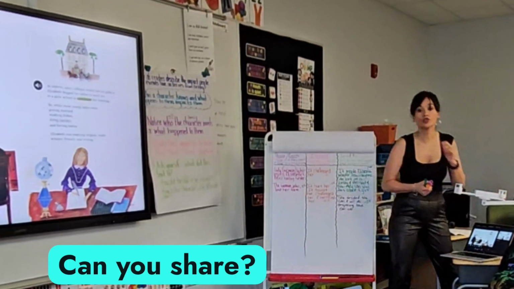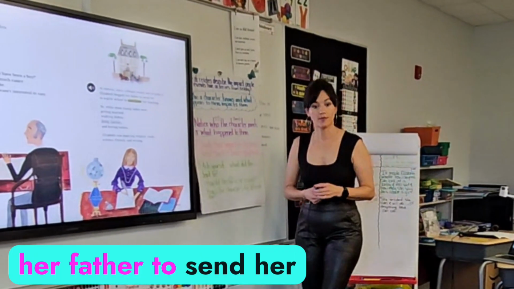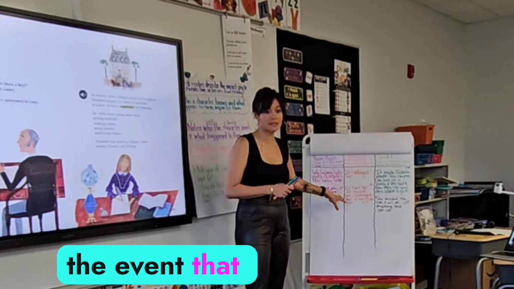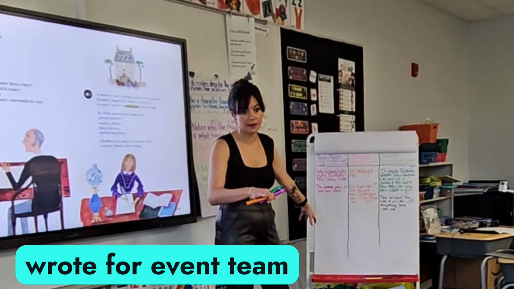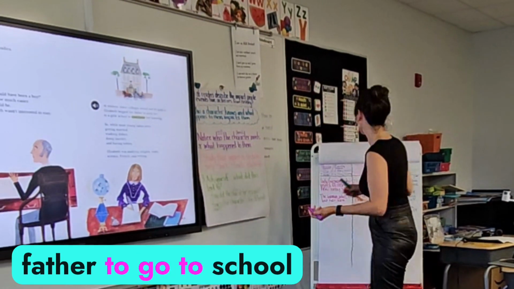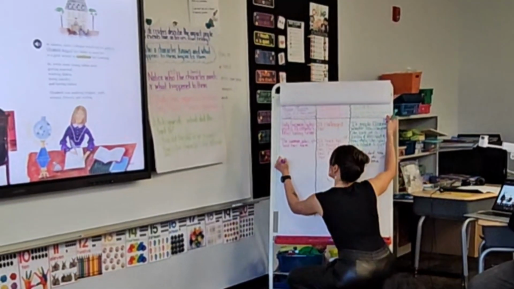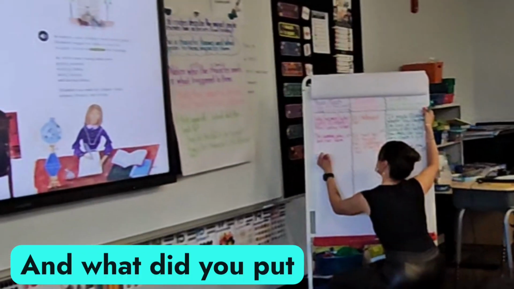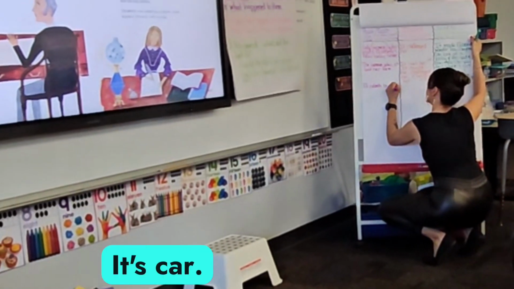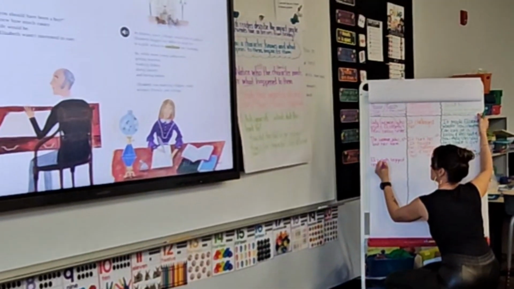Cantrez, can you share? Oh, Elizabeth begged her father to send her to school. Okay, so is that the first part, the event that happened? Is that what you guys wrote for event? Team? Is that what you wrote for event? That she begged her father to go to school? Okay. And what did you put for the impact? It taught her. Yeah, taught her.